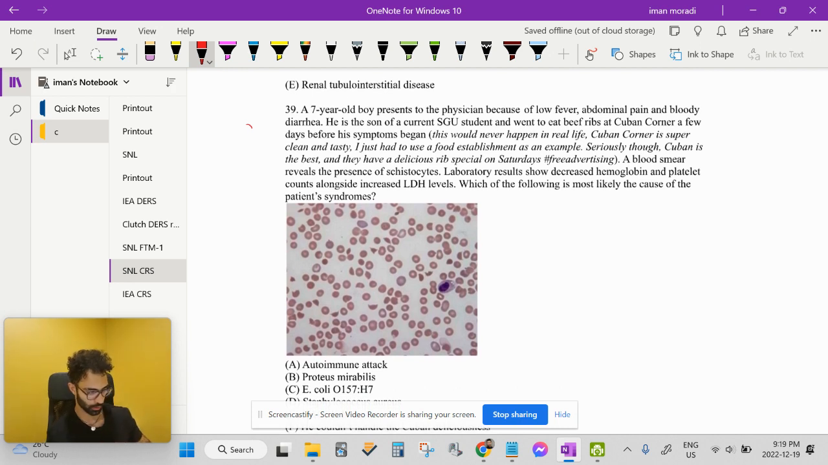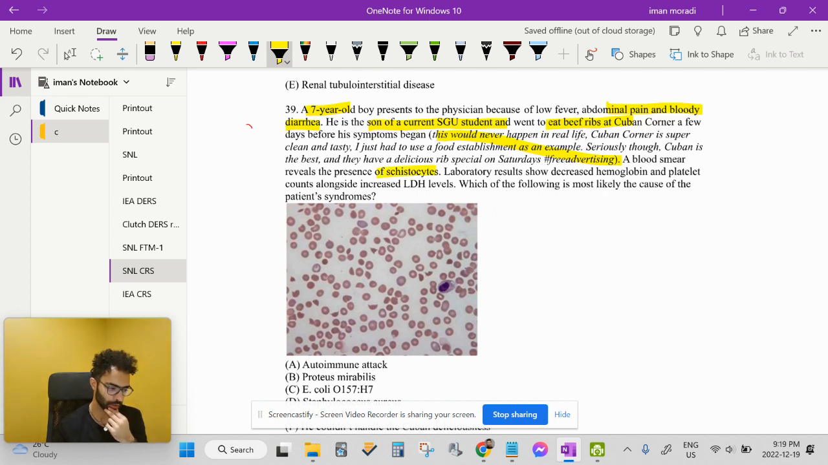Okay, 39 is an endocarditis question. Got a 7-year-old boy, abdominal pain and bloody diarrhea. Okay, you haven't gone through DERS, but this question can also be a DERS question. The son of a current SGU student ate some beef, right? Beef is associated with certain types of infections. And then we got this disclaimer here.